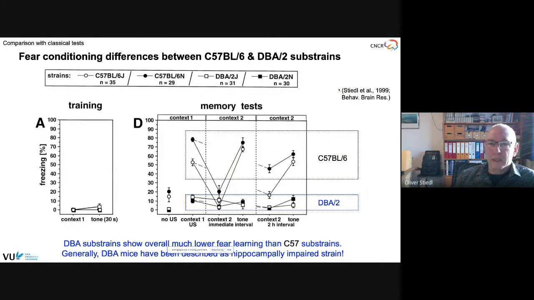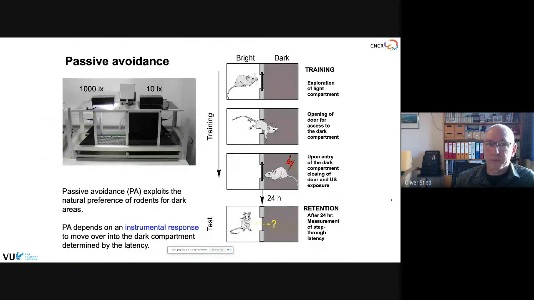So in the beginning, I told you we have used studies with fear conditioning, and I will show you old data from 1999, where we could nicely show that despite the fact that the DBA mice are very anxious, as I showed you before, in fear learning, they are very poor. And it's the C57 substrains that are really doing well. And therefore, in many studies, the DBA mice have been stamped as being hippocampally impaired. And I will show you later that this is not the case, that there's something else going on.